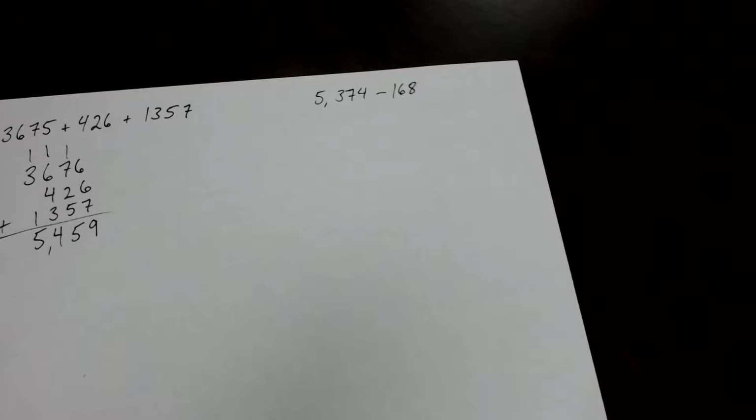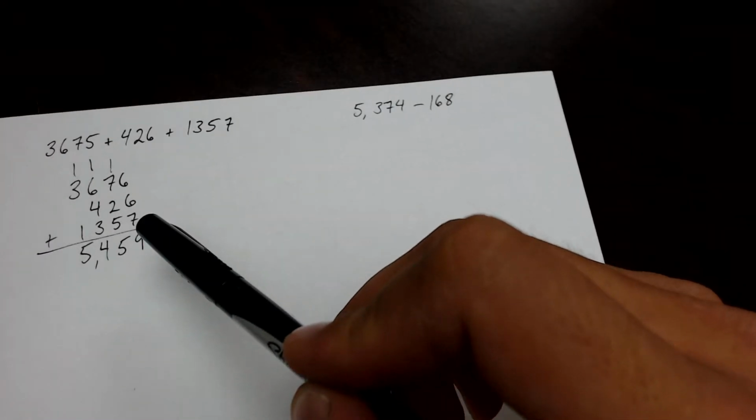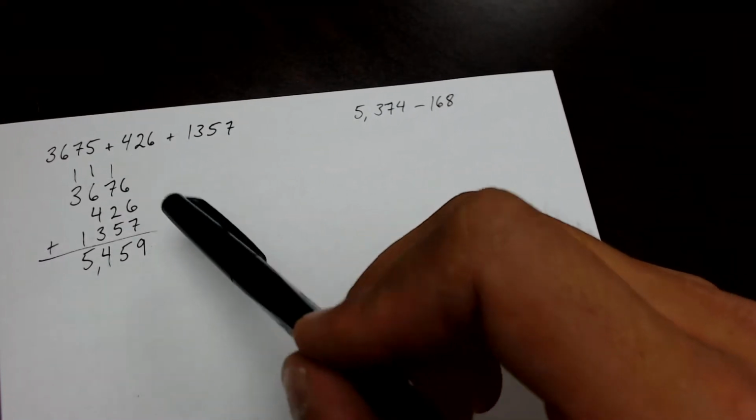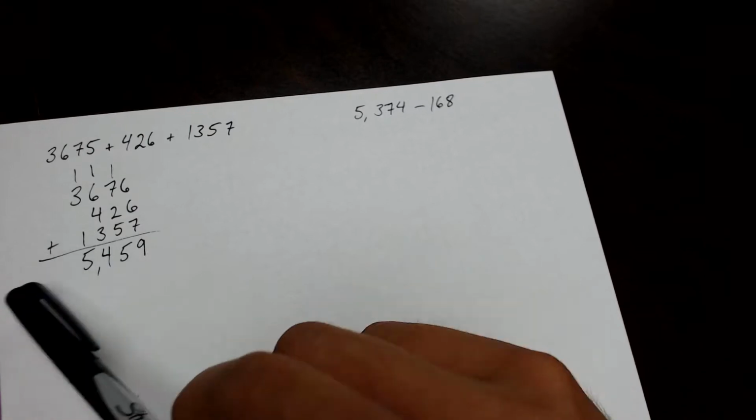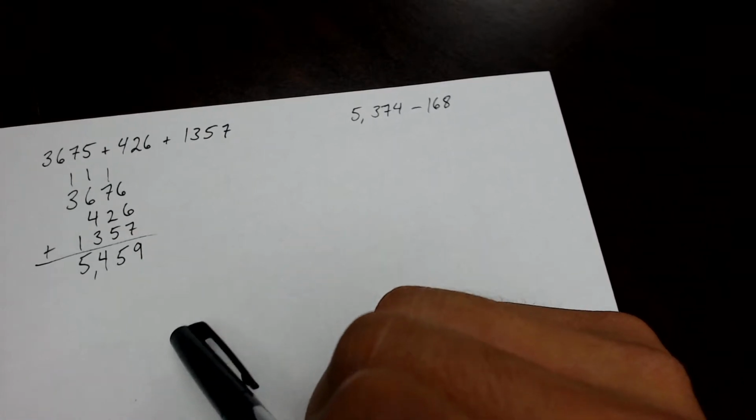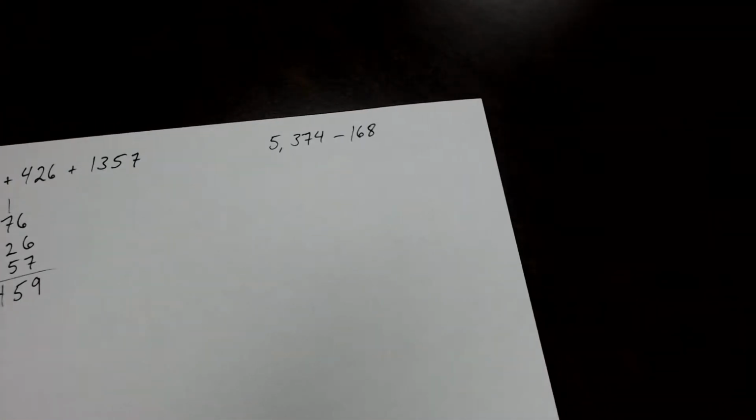Wait, did I add the ones column wrong? Wait, 6 and 6, 12, 19. Yeah, no, I did. We're good. Okay, great. And it's always good to double check your answers sometimes. So for like right there, I had a moment where I was a little confused. If you're ever confused, feel free to go back and check your answer. It happens to all of us, even to your math teacher.